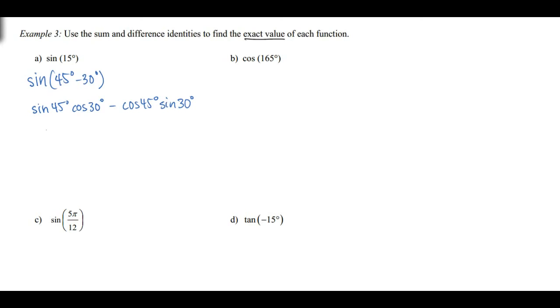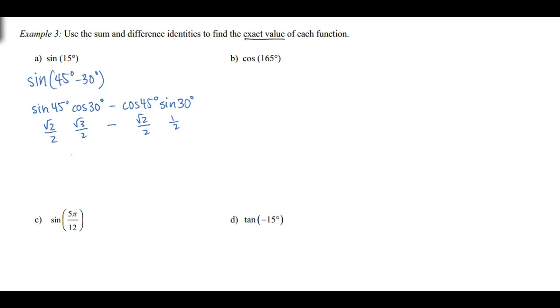Sine of 45, fold down 45, that's root 2 over 2. And thank goodness it's in quadrant 1. Cosine of 45 is root 2 over 2. So I did my 45s. Now I'll do my 30s, fold that down. Sine is the bottom, which is 1/2. And cosine is the top, which is root 3 over 2. And the next thing you know, you're done.